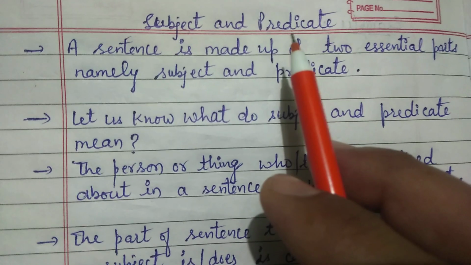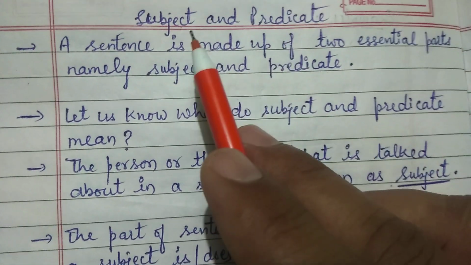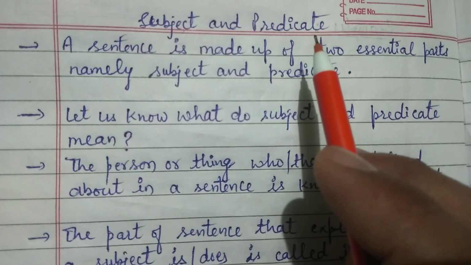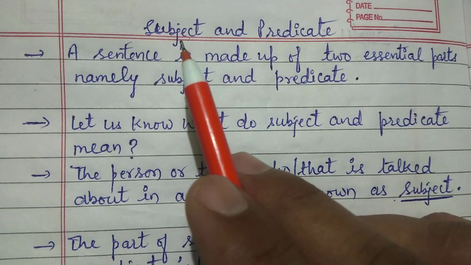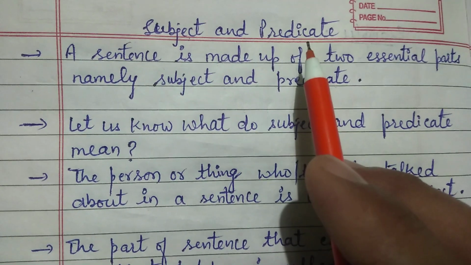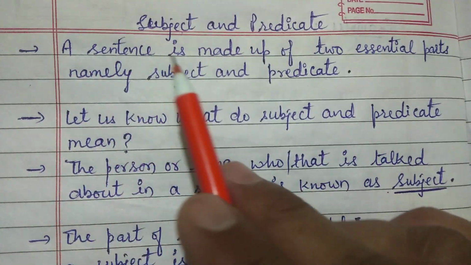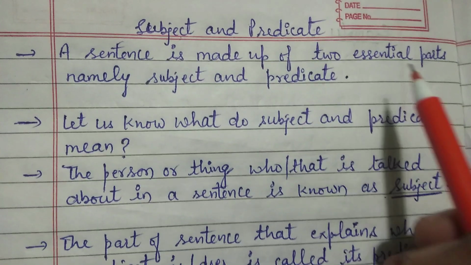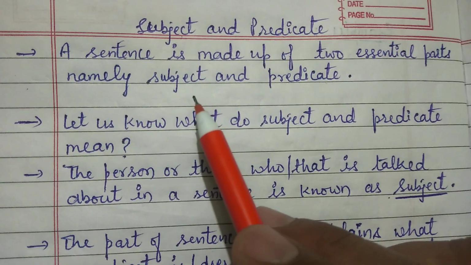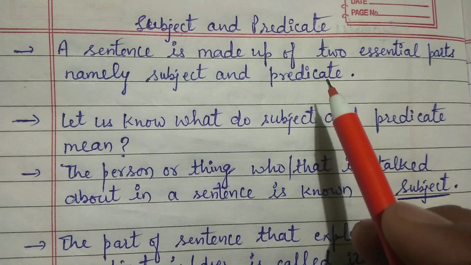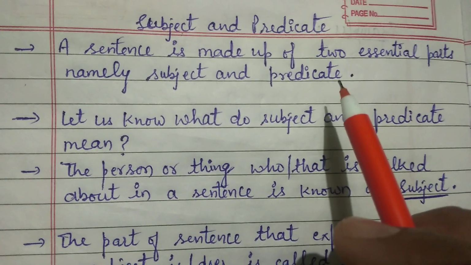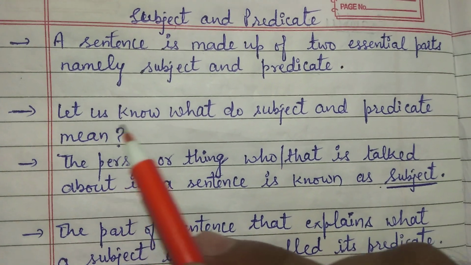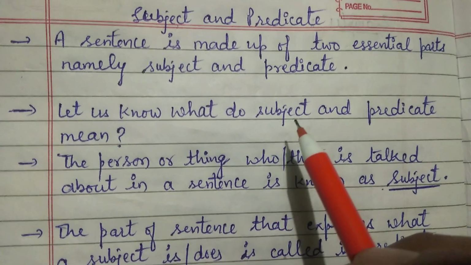In my previous class, I taught you what a sentence is and what its kinds are. Today, I am going to discuss with you the topic of subject and predicate. We must know that a sentence is made up of two essential parts, namely subject and predicate. It means we can find both the subject and the predicate in a sentence. Let us know what we mean by subject and predicate.